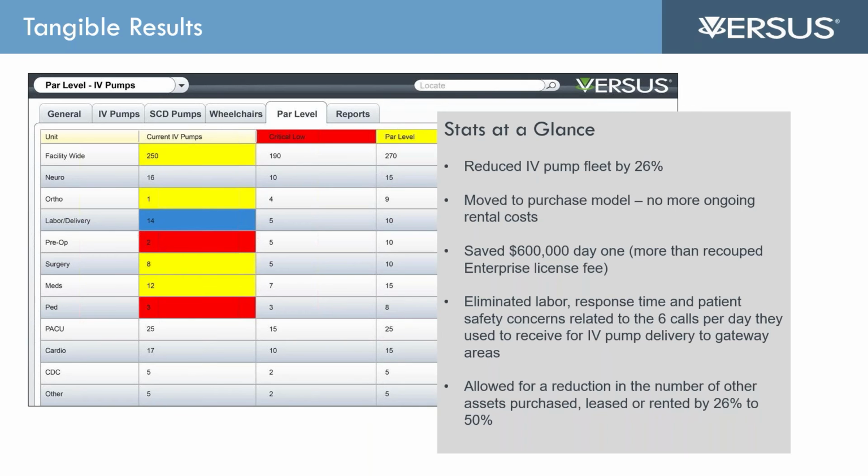I had to honestly get some explanation on that. How did you come up with that number? And it was pretty impressive. So it more than paid for the technology.